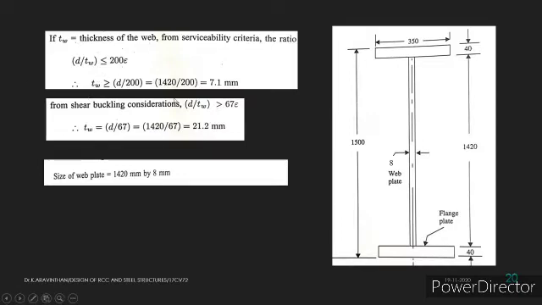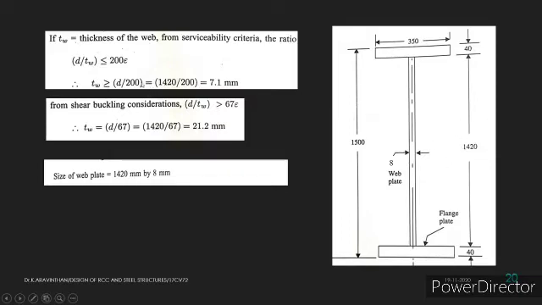If we consider epsilon as 1, then to find the thickness of web, d by thickness of web should be less than or equal to 200 times epsilon. Now we know the depth, and the depth here is 1420. The total depth will be 1500. If you subtract 40 and 40, the thickness of the flanges, you will get 1420.